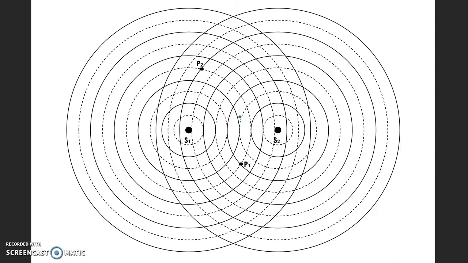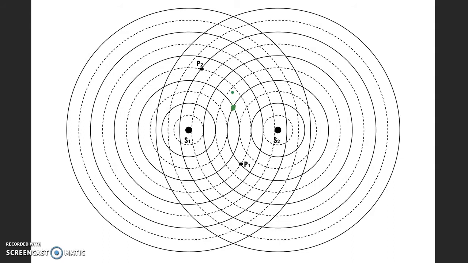So let's look right in between the two over here at this spot. Notice that this is a crest from source number 2, and this is a crest from source number 1. And at this spot, they are both crests. And when you get two crests, you get a taller crest. They add together. Constructive interference.